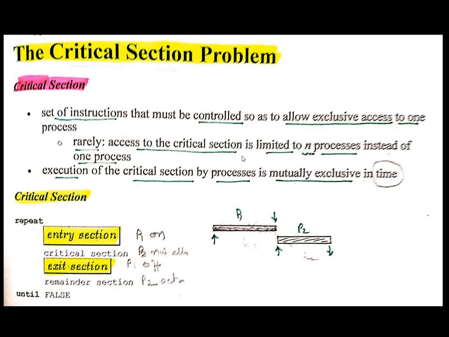Before I discuss semaphore, let me discuss critical sections. What exactly do critical sections mean, and how is the critical section problem used in the semaphore to resolve it? A critical section is a set of instructions that must be controlled so as to allow exclusive access to one process. Rarely, access to the critical section is limited to n processes instead of one. Execution of a critical section by a process is mutually exclusive in time.